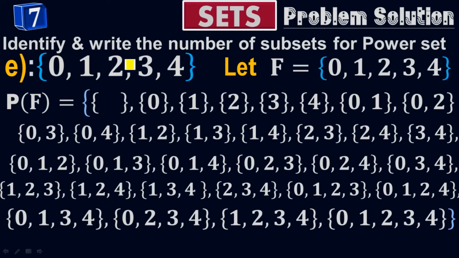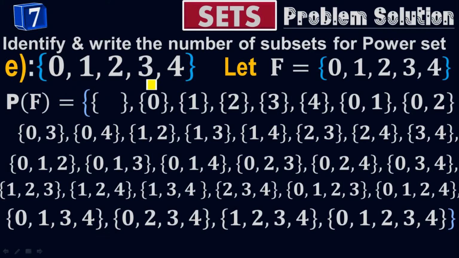Then skip the 2 and join 3 with the 0, 1. First I supposed 0, 1, 2 as a single element, and then I took it with the 3 and with the 4. Now I'm going to skip the 2 and join 3 with the first 2 elements. So suppose I have 0, 1, 3 as a single element. So I will have 0, 1, 3, 4.